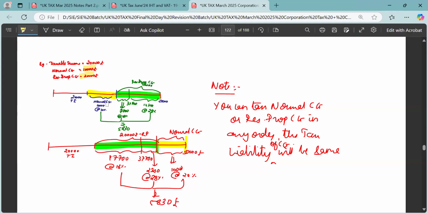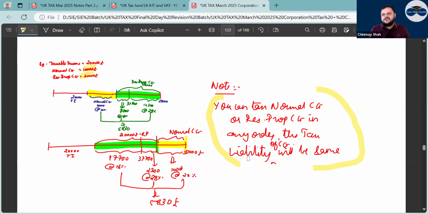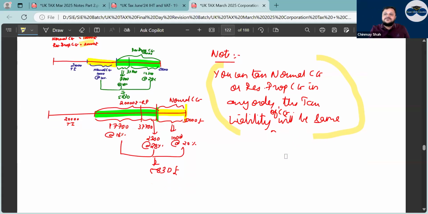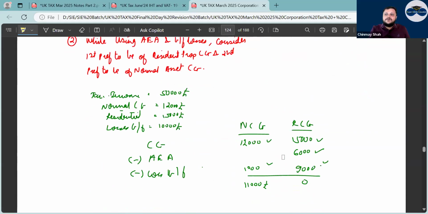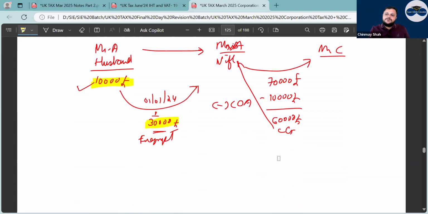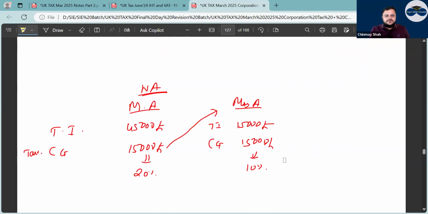Do whatever you like. Any of them can work because the tax liability will be the same. You can eventually tax normal CG or residential property in any order. The tax liability of CG will be the same. But now let's go behind a little, correct? In net CG you have residential property and normal CG. You have AE and losses. Should you use AE and losses against residential CG or against normal? Always preference will be given to residential CG, right? You are saying correct, but while taxing the taxable CG, whatever you tax first will not make a difference, right?